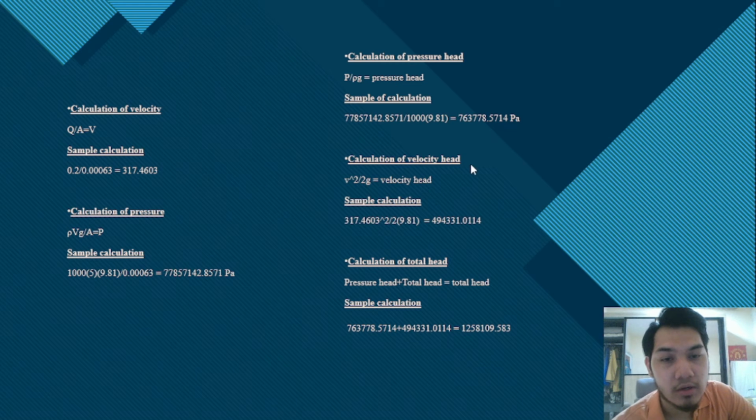Next is the velocity head. To calculate the velocity head, we use the formula of V to the power of 2 divided by 2g. So this is the sample calculation of velocity head.